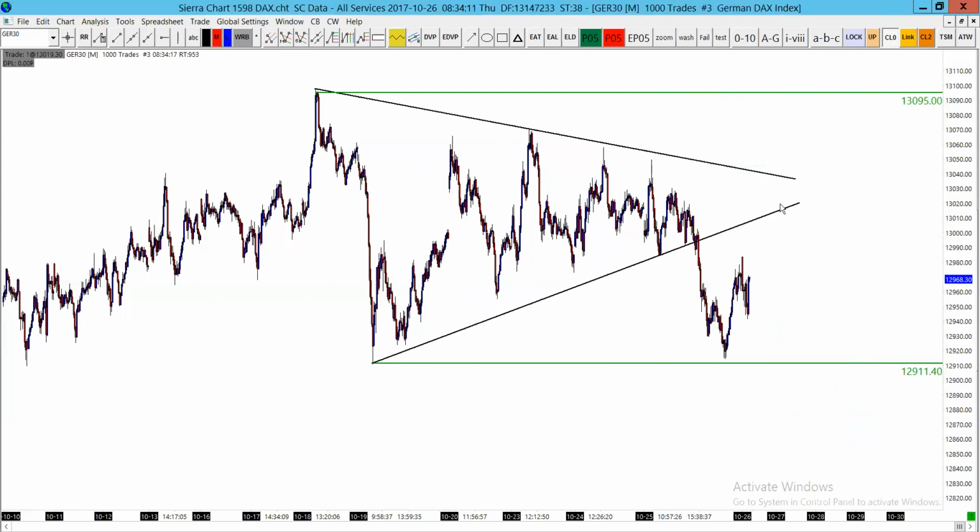But looking at getting an order in somewhere around 13.30, that might provide the reward to risk opportunity that I want, and that would mean getting in somewhere up there. So that's to the downside.